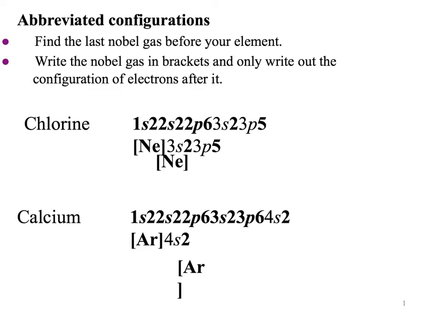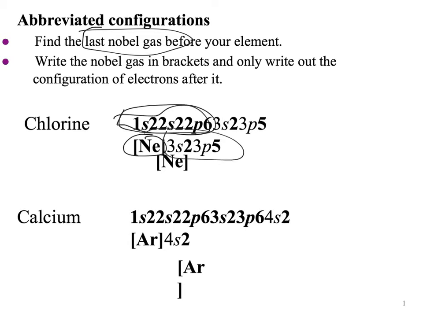So we can also do the abbreviated configuration. For that, what we do is we find the noble gas that is previous to your element, and then we write that in brackets, and then we only write out the configuration of the electrons that are after it. So for example, for chlorine, as we see, all this part over here is the same as the configuration of neon. So we just write neon in brackets and then 3s2, 3p5.